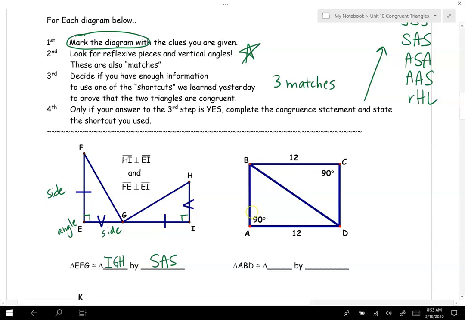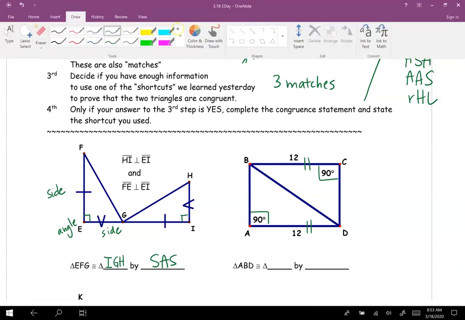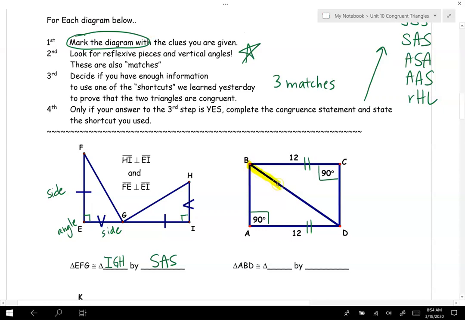Here on the right. So we're given that these are right angles. Awesome. These opposite sides are congruent. Awesome. So I was not given anything else. So I'm going to look for reflexive pieces and vertical angles. And I hope you see it, but I'm going to highlight it right here. Do you notice that? Those 2 triangles actually share this side. So BD is congruent to BD by reflexive property. Okay, just kind of training our eyes to see that.